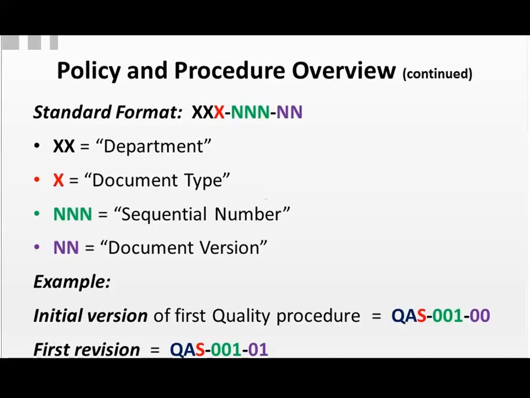And the standard format for the document numbering system. Typically, you'd want to use a department, the document type, the sequential number, and the document version to be included somehow in your schema or format for your standard number. As an example, an initial version of a quality procedure might be QAS-001-00. The first revision would end in 01 instead of 00. Very simple to follow.